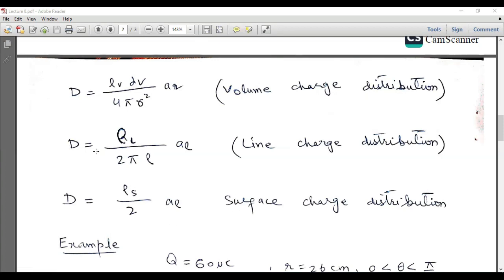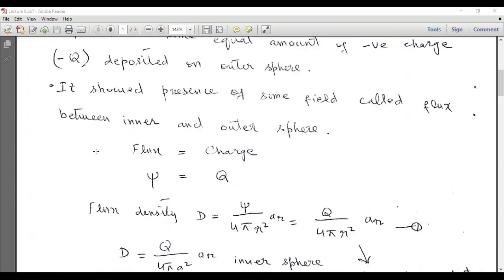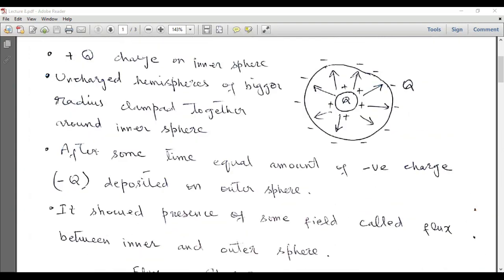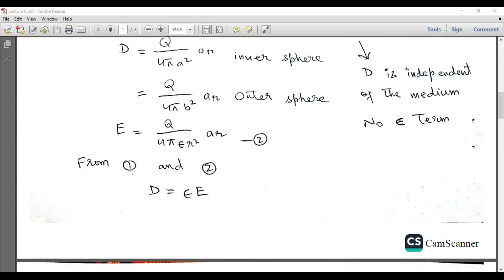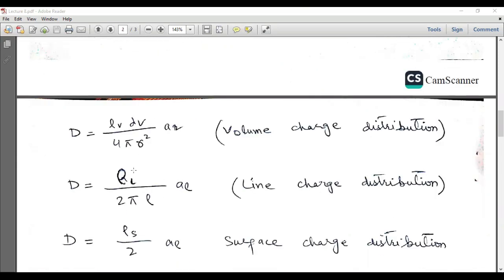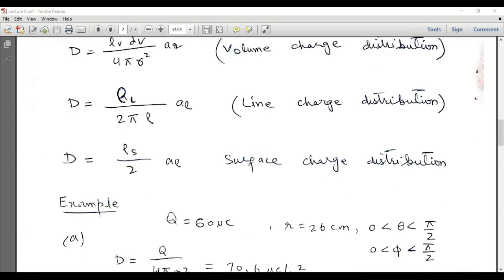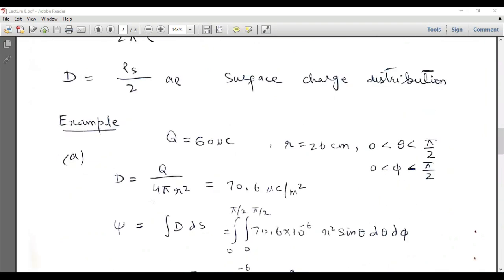So these are the expressions for electric flux density and electric field intensity, and their magnitudes are related to each other by this epsilon term, and their unit vectors or their orientation is the same as that for electric field intensity for all the types of charge distributions, either it's a point charge, volume charge, line charge, or a surface charge. Now I will solve a couple of examples to get a deeper insight into the electric flux density discussion.